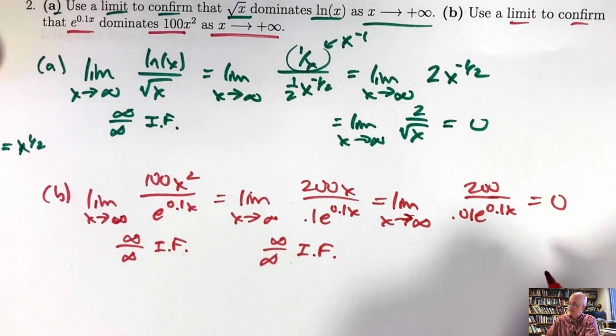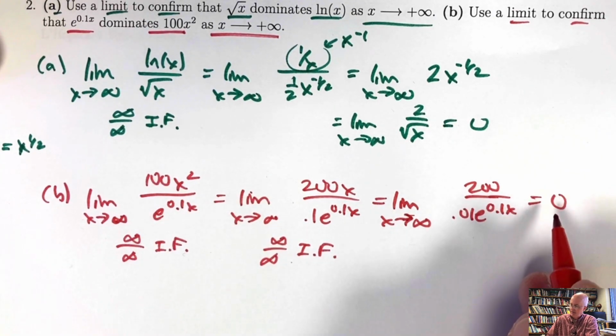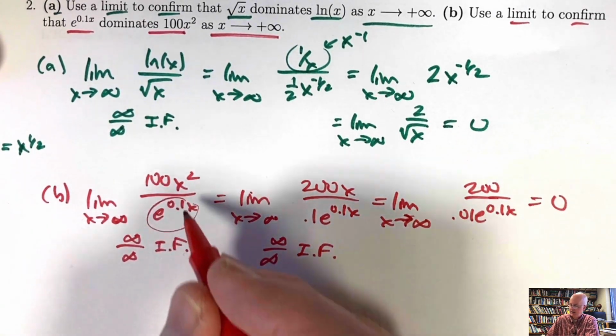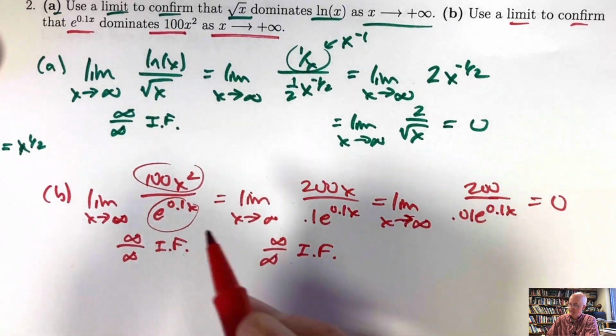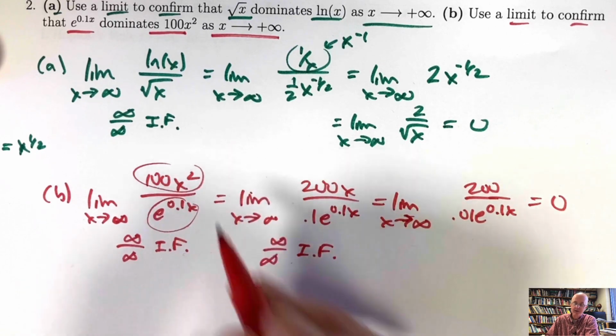It's no proof, but it's intuitive. And by L'Hopital's rule, that means this limit is 0 as well. That's enough to say that the bottom function dominates the top function. This limit goes to 0, so the bottom goes to infinity a lot faster than the top does.